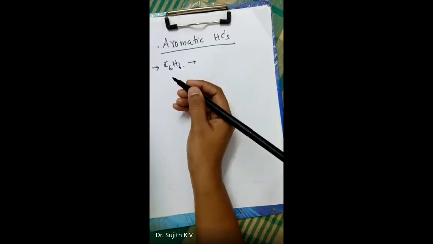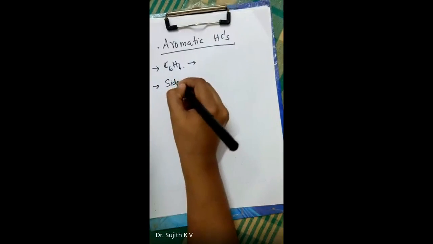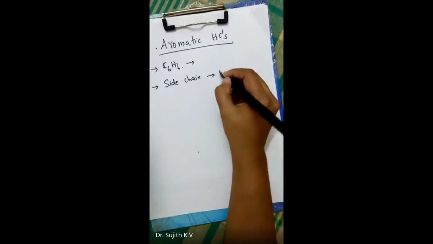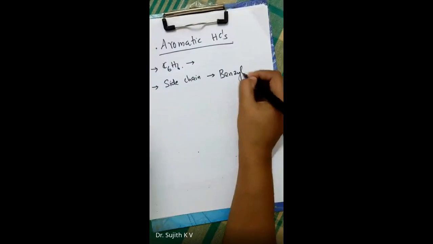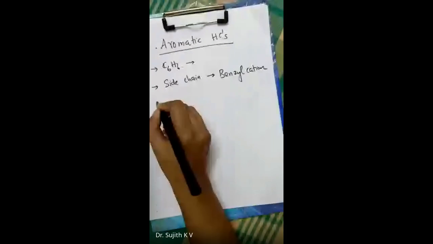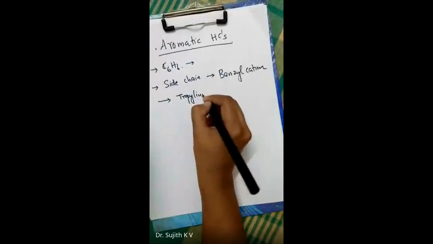So when the benzene ring contains a side chain, it is normally cleaved from the benzene ring to form a benzyl cation. Let me write, if it contains a side chain, the benzyl cation is formed, and that rearranges to tropylium cation.